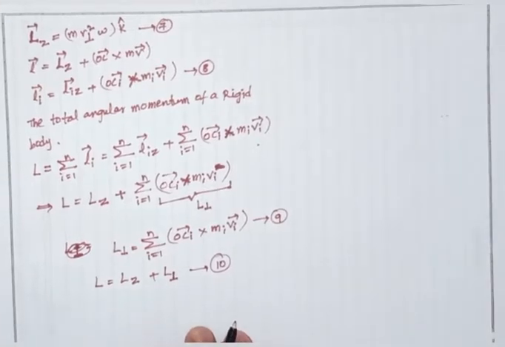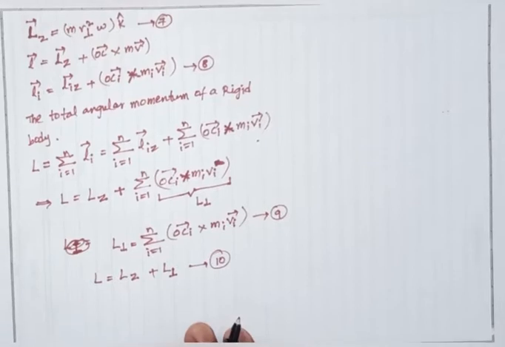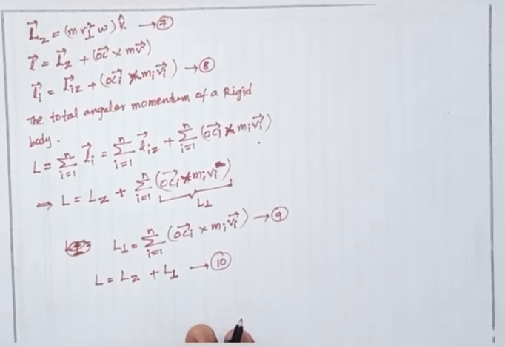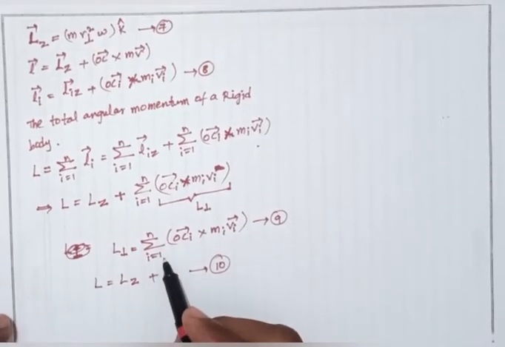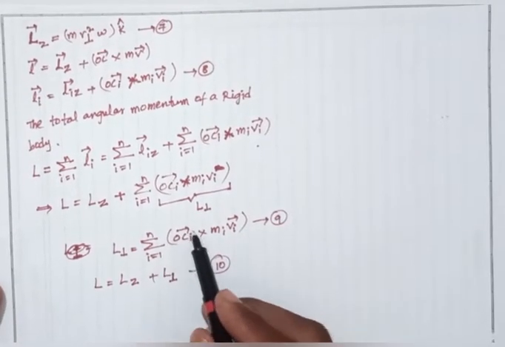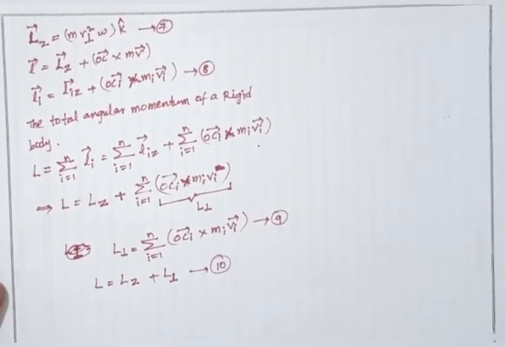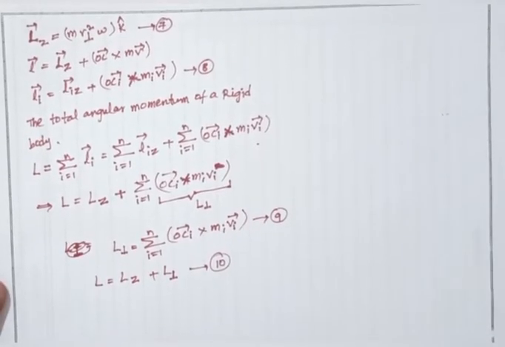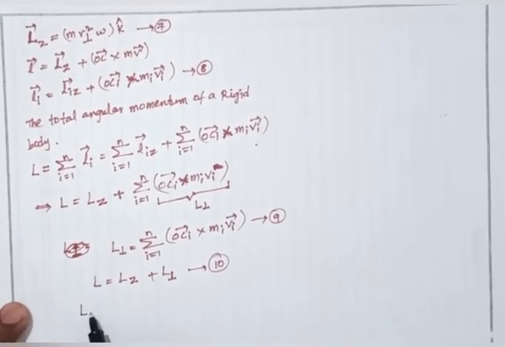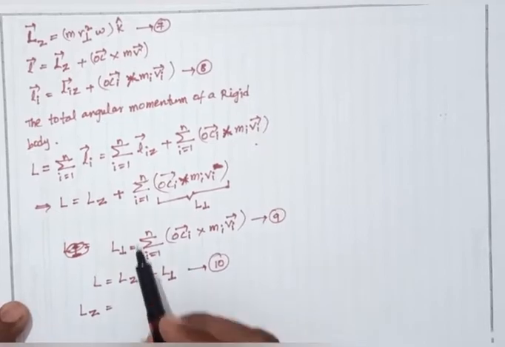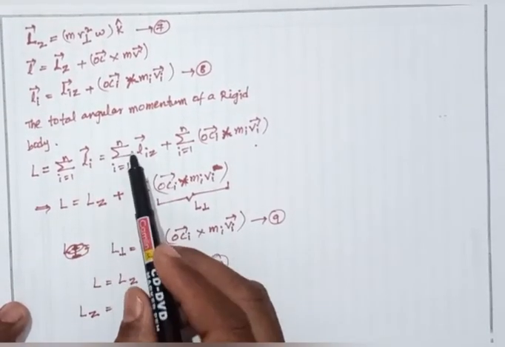We consider L perpendicular. L perpendicular is nothing but the summation over i equals 1 to n of OC_i bar cross m_i v_i bar. This is equation number 9. Now we consider Lz. So what is Lz? This is the Lz value.